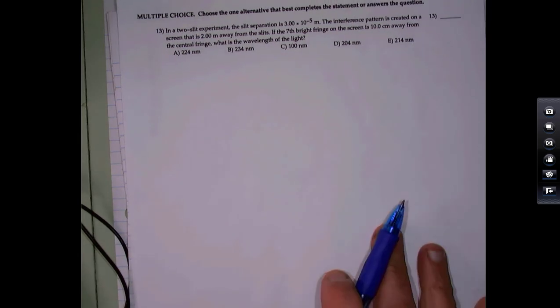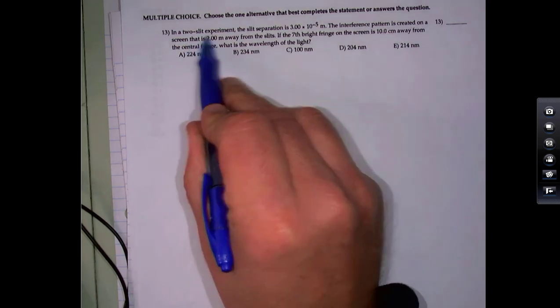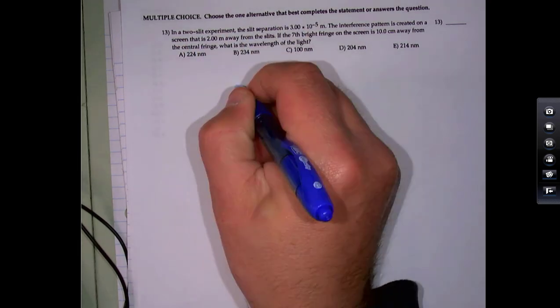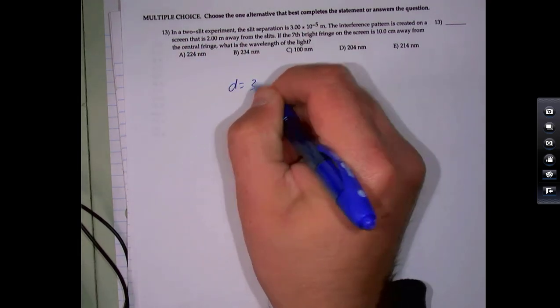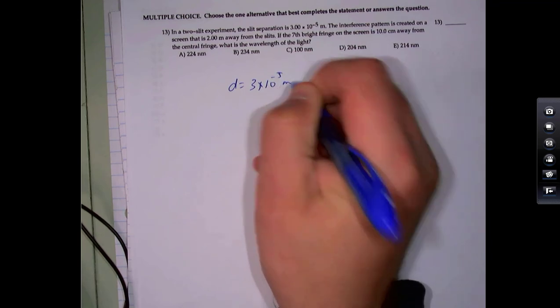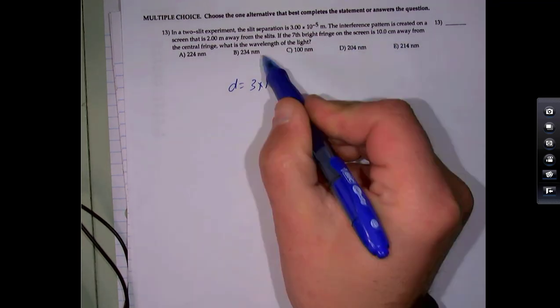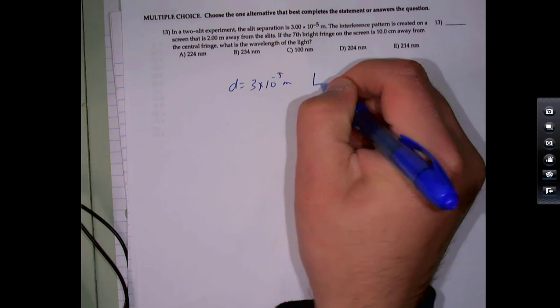Okay, finally the last one, 2-slit experiment. If you notice on this practice test, I did not put a single slit problem. I won't put one on the test either. You'll have a thin film, a 2-slit, and a diffraction grating one. So you don't have to worry about the single slit. Okay, so 2-slit experiment, slit separation D, they're telling you what this is. Interference pattern is created 2 meters away. So that's the distance to the screen.